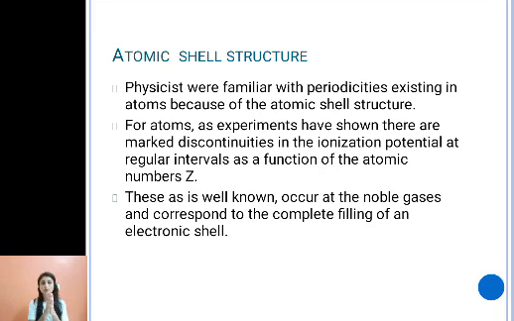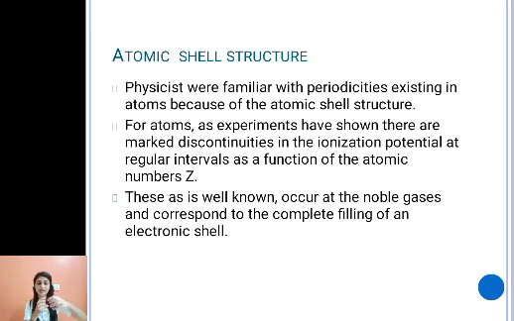Now try to understand what atomic shell structure is. Physicists were familiar with periodicities existing in atoms because of the atomic shell structure. What is atomic shell structure? It is the structure where we have a central nucleus and electrons orbiting around in different shells outside the nucleus. Physicists were familiar with this type of structure, and also with the dependence of various chemical properties on it. For atoms, experiments have shown there are marked discontinuities in the ionization potential at regular intervals as a function of atomic number.